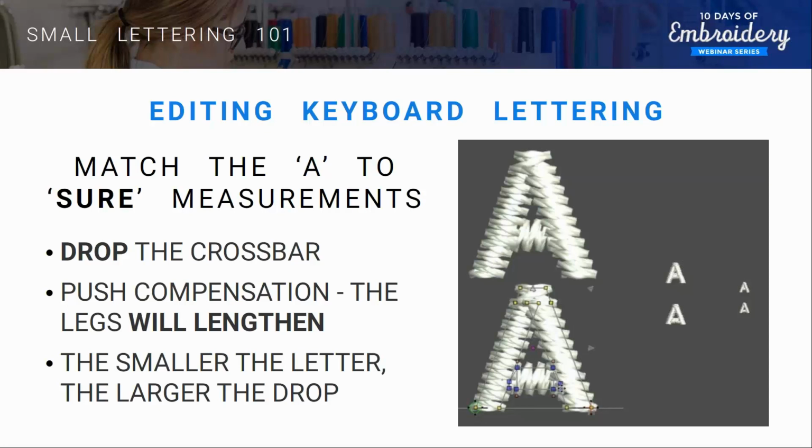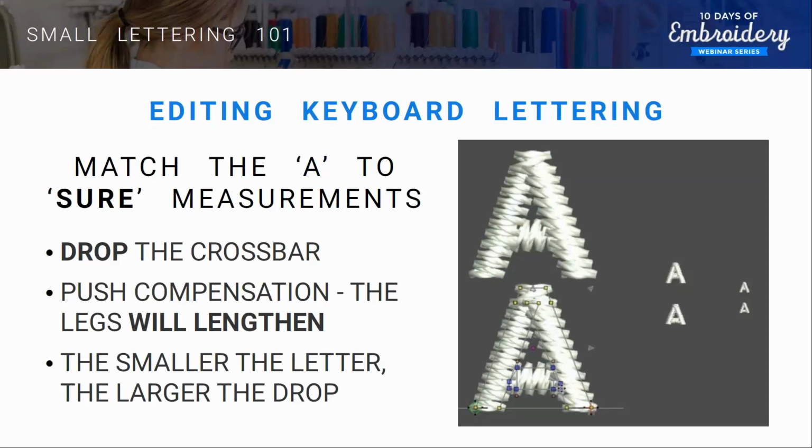Now, admittedly, when you drop the crossbar, sometimes it looks as if the legs at the bottom of the A are too short. You look like you have a triangle. But what I want to remind you is there's always going to be push. So when you think about push compensation, at the ends of these satin stitches, they're going to push out 0.13 to 0.2 millimeters. Essentially, they're going to push out another thread. If you think about it like that, one more pass, those legs are actually going to extend slightly at the bottom.